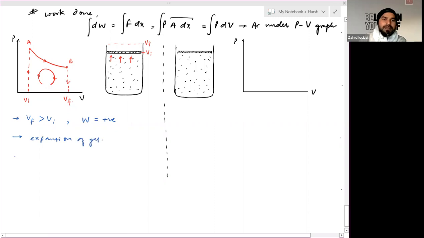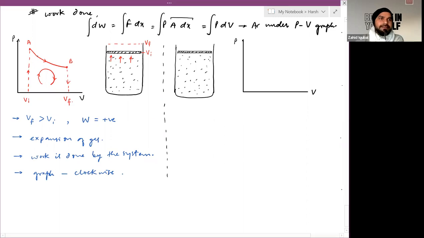Next, gaseous particles are doing work on the piston to expand it. So we can say work is done by the system, since we have assumed these gaseous particles in the vessel as the system. Next, the graph in this part is in the clockwise direction. Is it clear? Yes, sir.